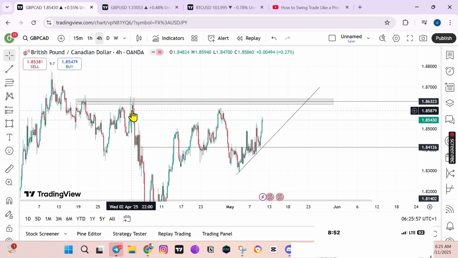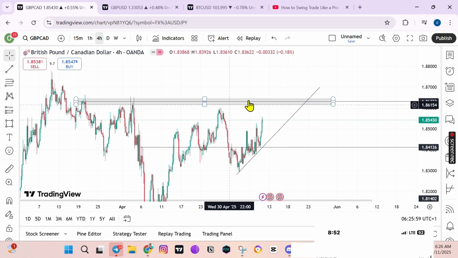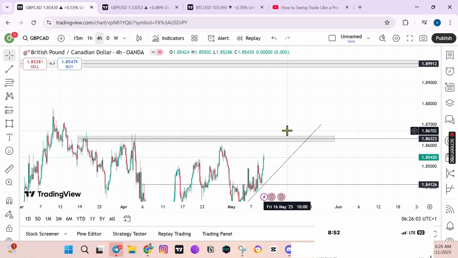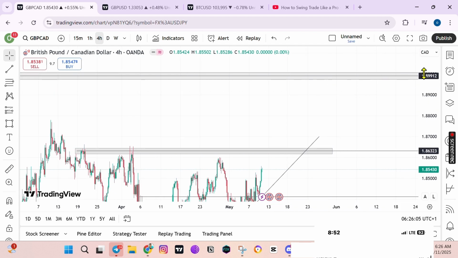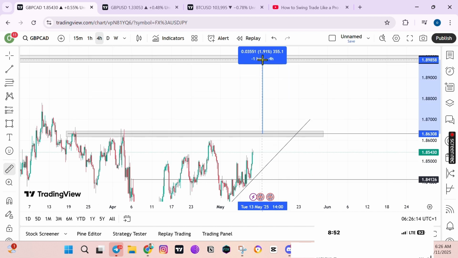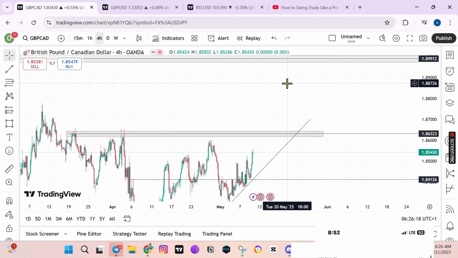So guys, just pay attention to this level. This level is what's going to define what is going to happen in GBP CAD. If it breaks this level, guys, expect the market to come to 1.8912. I said it here. And what's the potential move? Now this is a 350 pips move. I'm calling it out here now. You guys should stay tuned, right?